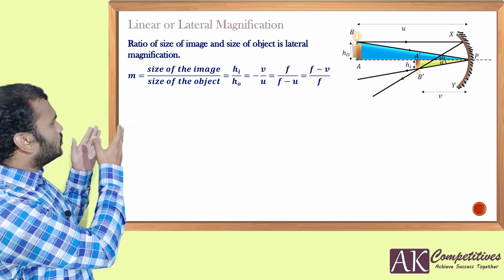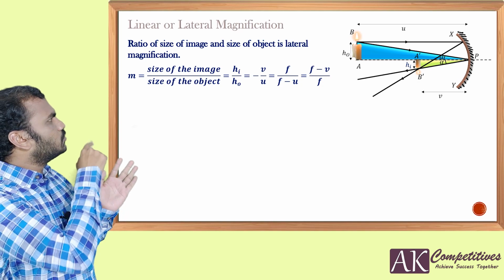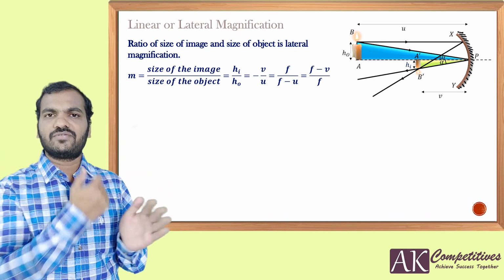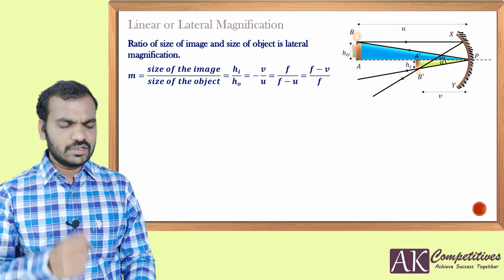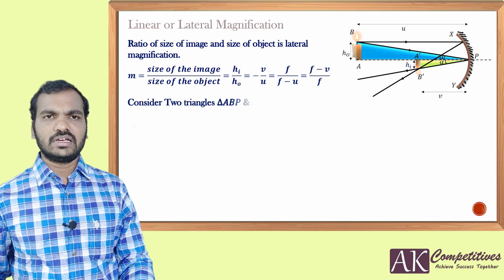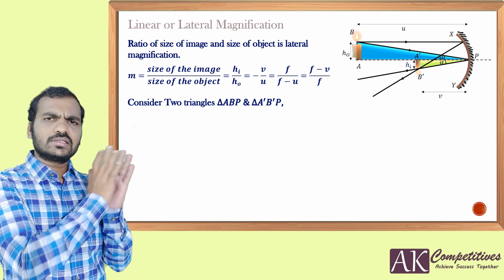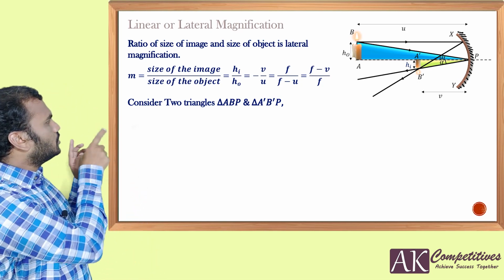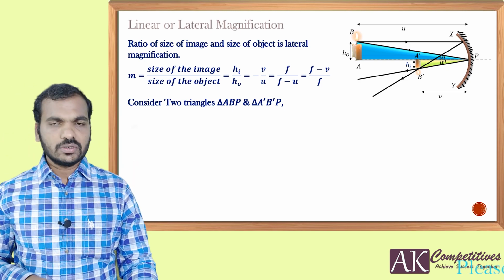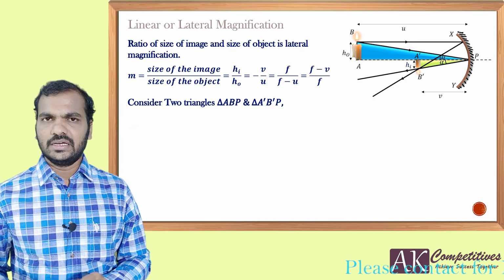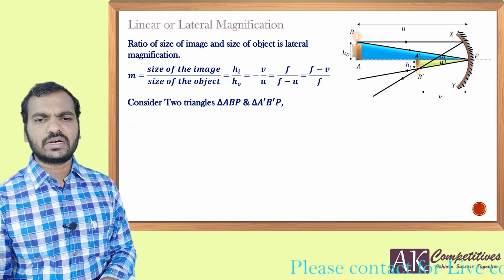And you are going to see here M = -v/u, which is equal to f/(f - u), or (f - v)/f. How are we going to get these? We'll try to derive it now by using the mirror equation. First consider the two triangles. In the diagram, triangle ABP and triangle A'B'P. These are the two triangles we are going to consider here.